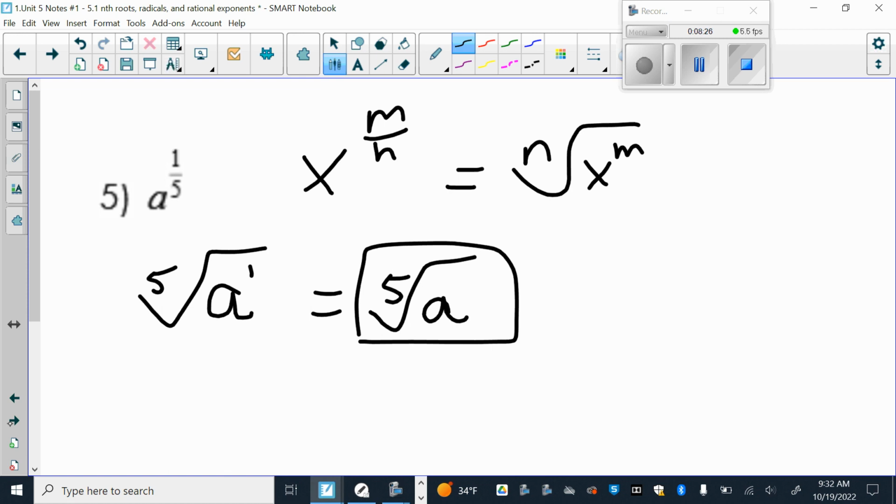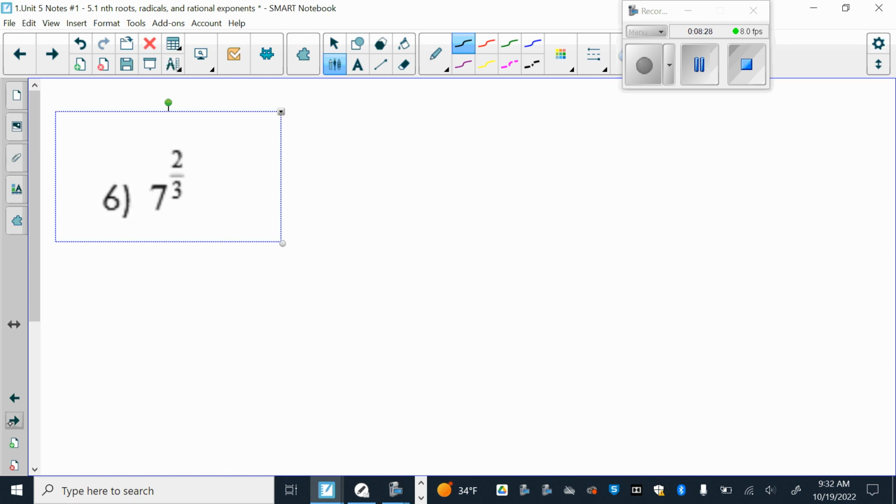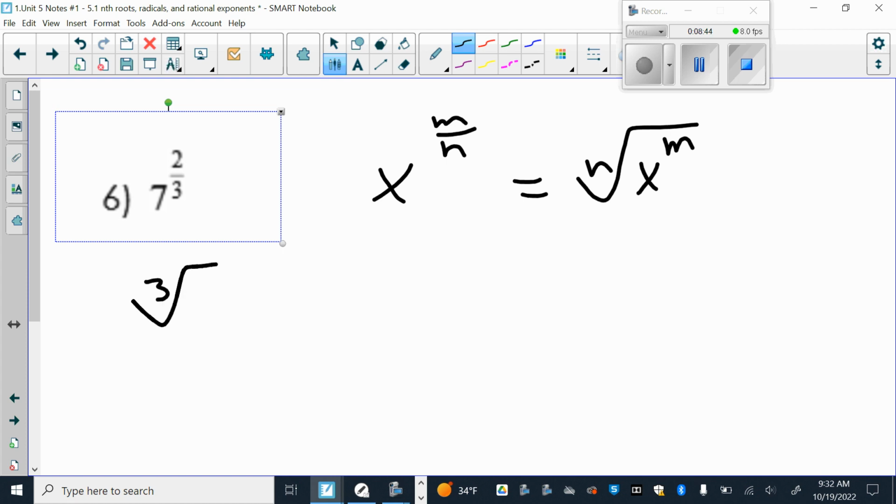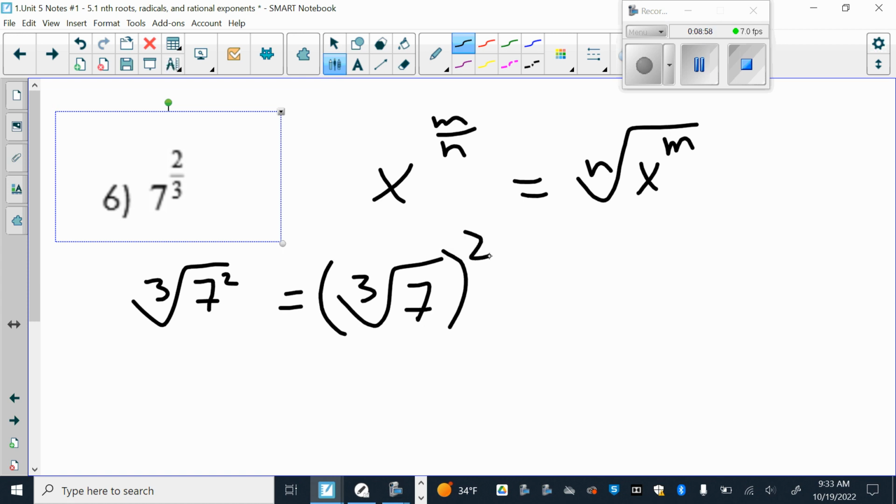Let's take a look at number 6. Again, remember x to the power of m over n is the same thing as the nth root of x to the power of m. So 7 to the power of 2 over 3 is the same thing as the cubed root of 7 squared. Or, if you chose to write it in the other form, we have the cubed root of 7, that whole thing squared. Either one of those is a perfectly acceptable answer.